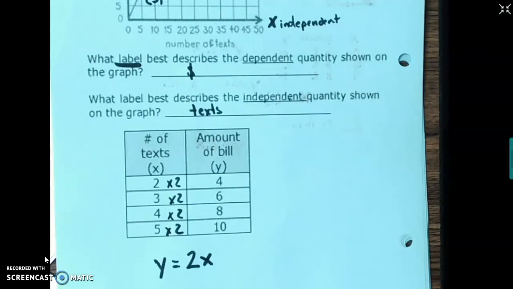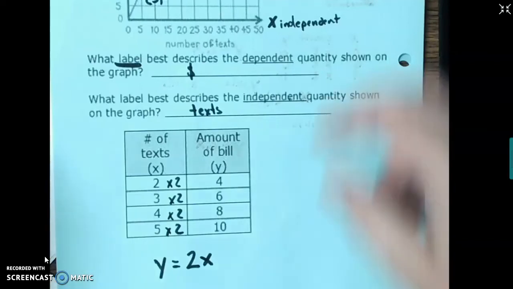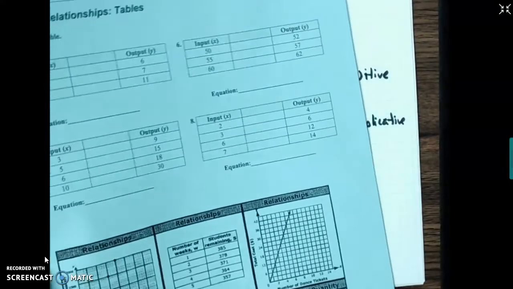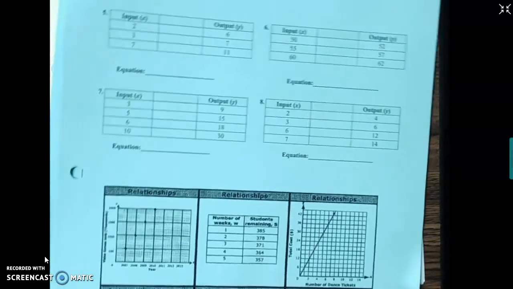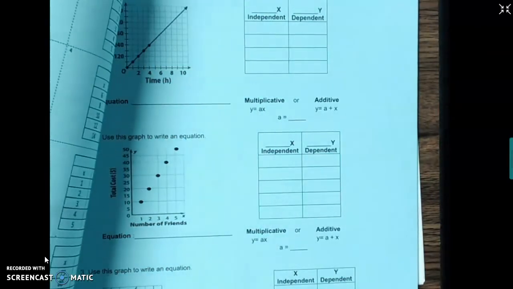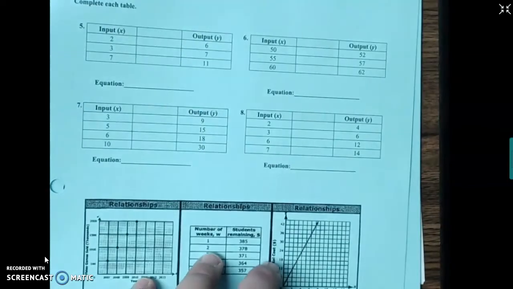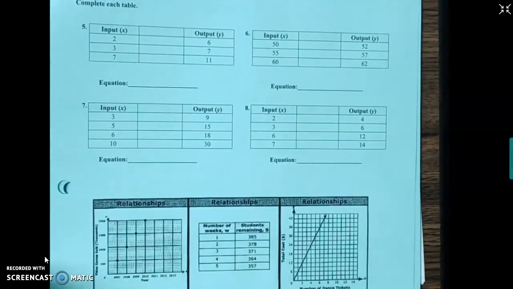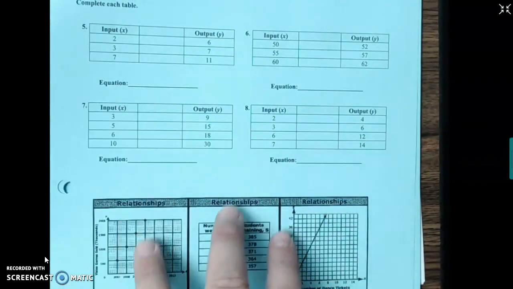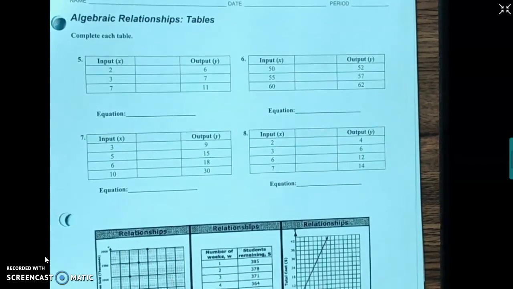That should be enough information for you to continue on in this packet and work on this page and keep working. You are always welcome to ask me questions. So go ahead and get started on this page, and if you finish this, then talk to me and we'll figure out what's next.